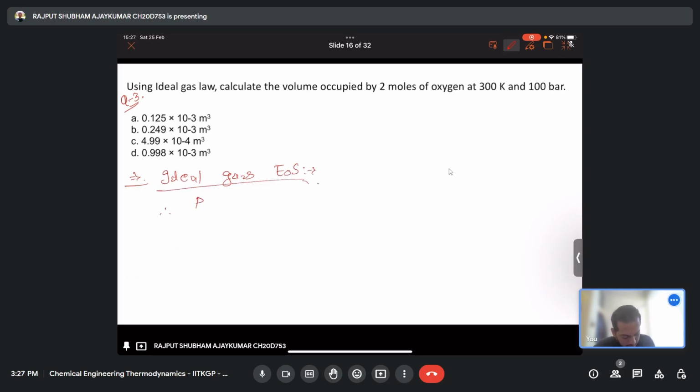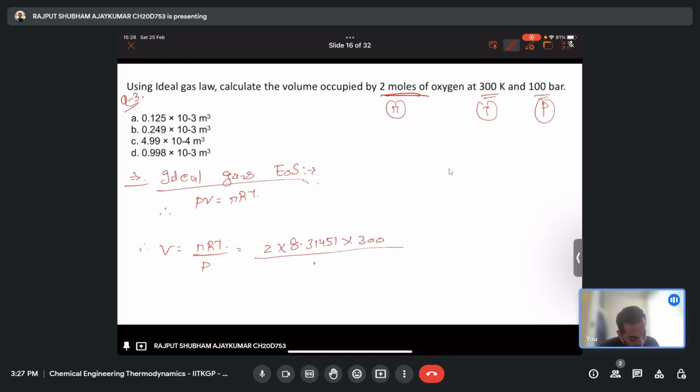Okay, so PV equal to nRT. And what they have mentioned is to calculate the volume occupied by two moles. So this is n, this is temperature, and this is pressure. So the volume equals nRT by P. Number of moles is 2. Universal gas constant is 8.314. Temperature is 300 Kelvin. Pressure is 100 bar, so I will convert it into Pascal, 10 to the 7 Pascal. This comes out to be 0.499 times 10 to the minus 3 meter cube.